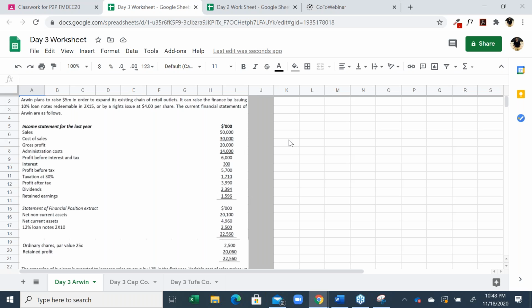Okay, we are starting with cost of capital. So far we have just used cost of capital. And now we will be learning how to calculate cost of capital.